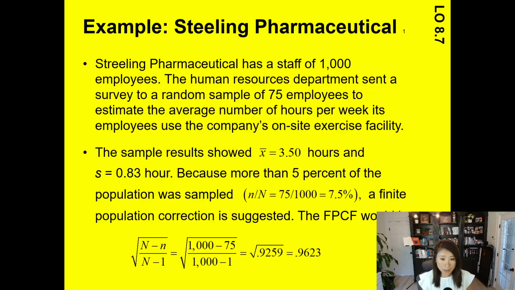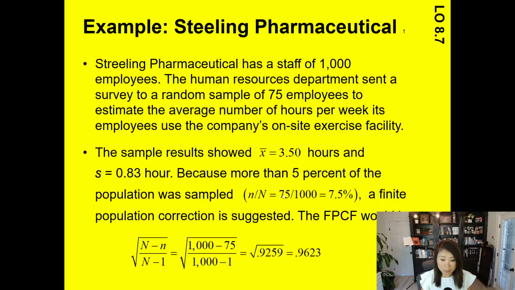Here we are calculating a confidence interval for mu, the mean, given we don't know the population standard deviation. Therefore, we have S instead of sigma. Like I said, the first thing we want to know, if we're going to use our finite population correction factor, is whether the 75 employees are more than 5% of the population or less.